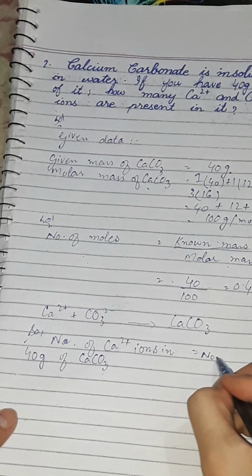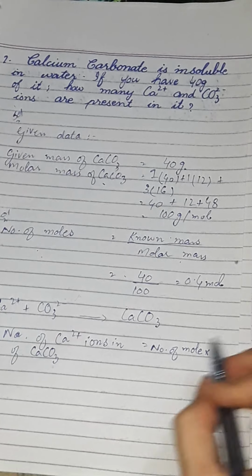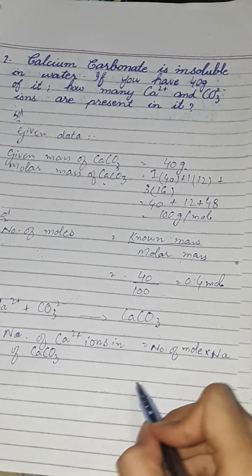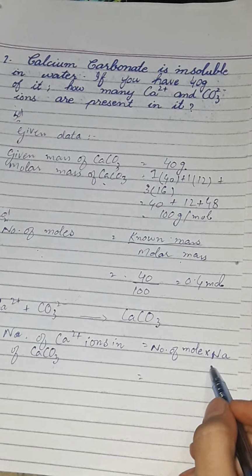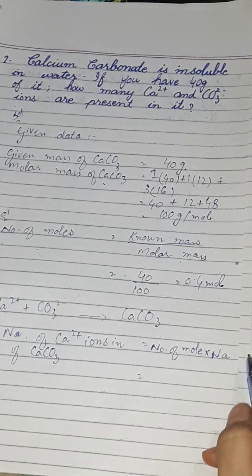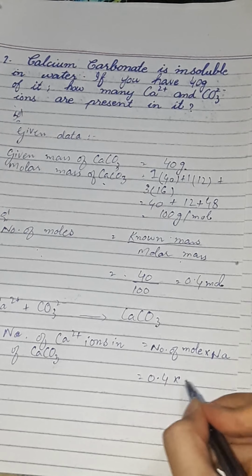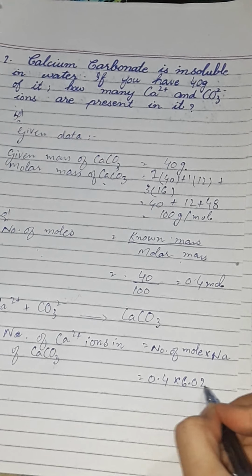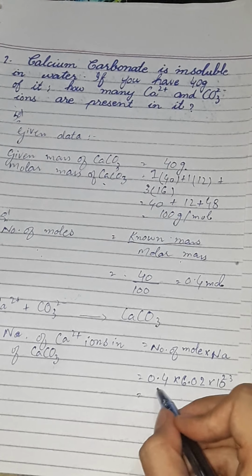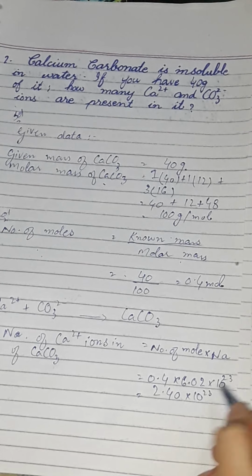It will be number of moles multiplied by Na. And now you'll be confused what's Na. Na is Avogadro's number, and what's the Avogadro's number? It's 6.02 multiplied by 10 raised to power 23. 0.4 multiplied by 6.02 multiplied by 10 raised to power 23, and we will get our answer: 2.40 multiplied by 10 raised to power 23 ions.